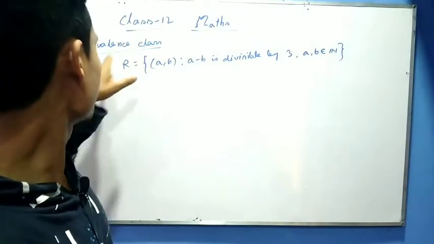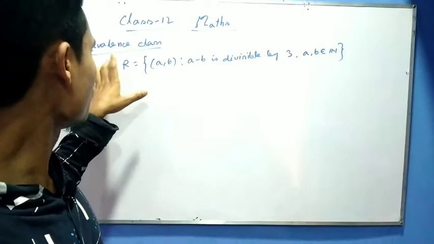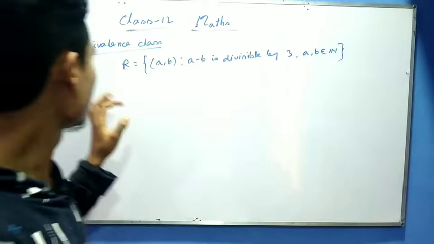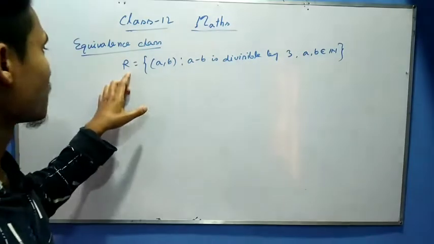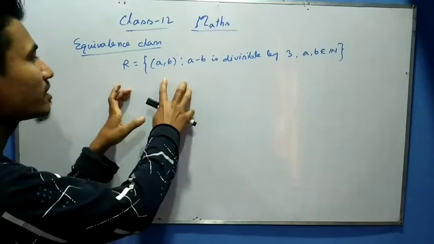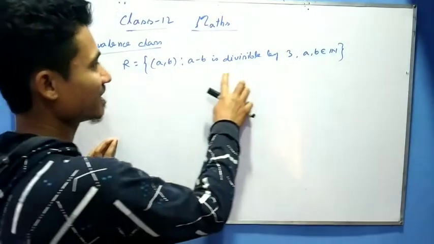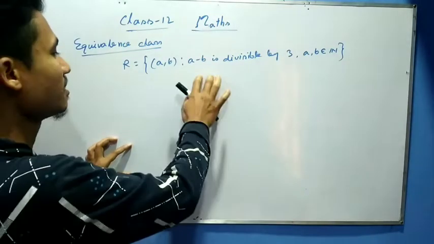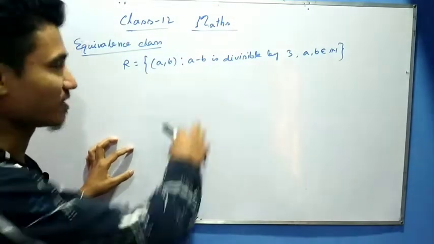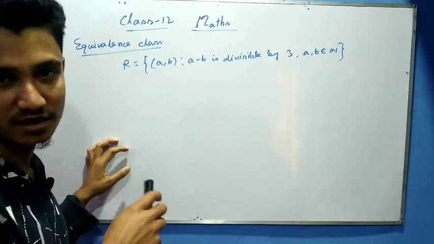So today we will be discussing equivalence class. Okay. Let us try to understand with the help of an example. R equals the set of (a, b) such that a minus b is divisible by 3, where a, b belong to the natural numbers. This will obviously be an equivalence relation. You can check whether this is an equivalence relation or not.